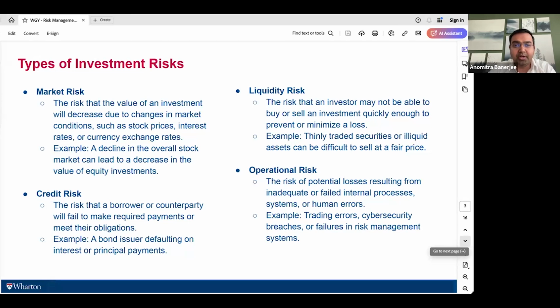The third would be liquidity risk. This is the risk that an investor may not be able to buy or sell an investment quickly. For example, say you have invested in 5 stocks, and you really don't want to exit them because you know that those stocks are going to rise over the next 2 or 5 months. So you don't really want to exit those investments right now.